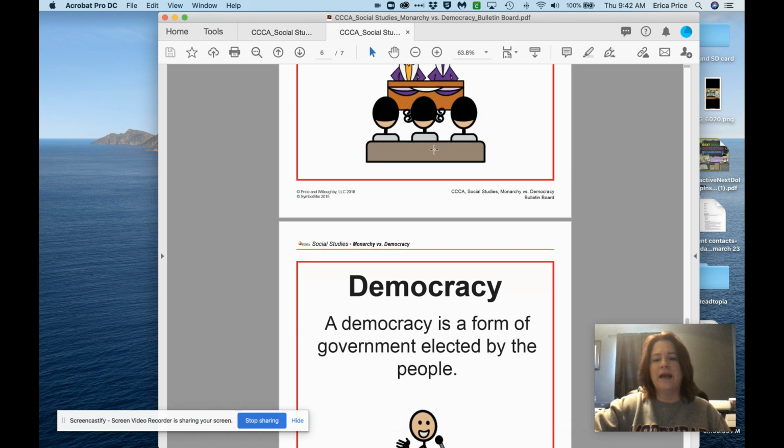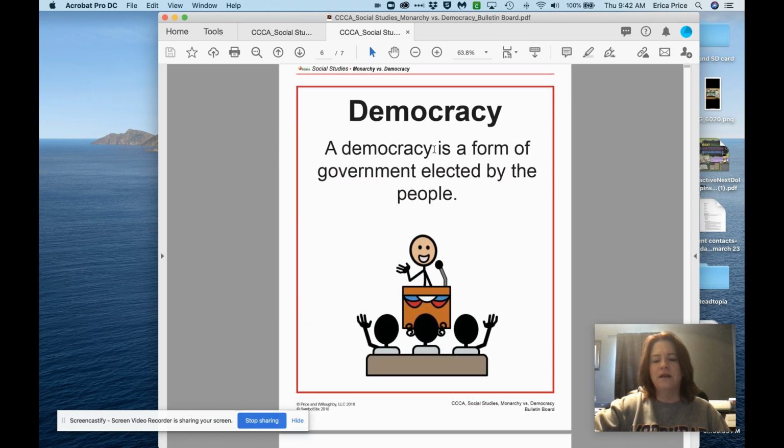So if we had our bulletin board up again, we'd have this picture on display. So when you walked in, you could see this picture every day. It has our word, our definition, and our picture to help remind us. Democracy. A democracy is a form of government elected by the people. So whenever a new person needs to be put into our government, it is us, the people, that elect them there. That is a democracy.